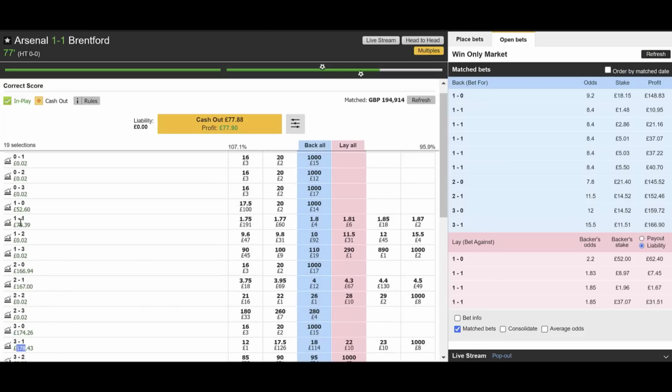And obviously, if it remains this score, we're going to make a profit. Just don't want Brentford to go on and nick it. But it's a risk we're willing to take. Let's see what happens. There's 77 minutes on the clock. There's around 13 minutes left, plus the injury time.